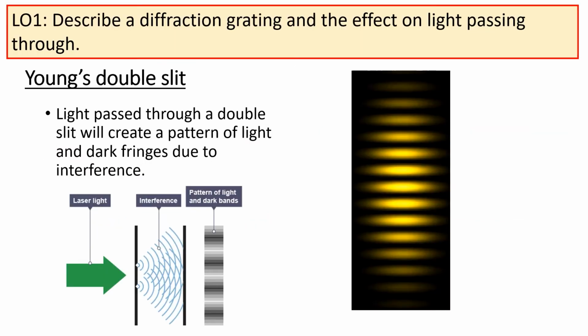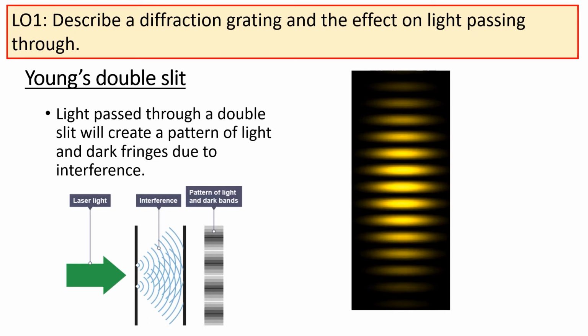Let's start by recapping Young's double slit experiment. In that experiment, light is passed through two slits. It diffracts from these slits and is projected onto a screen where we see a pattern of light and dark fringes form. These form due to interference of the light from the two different sources.